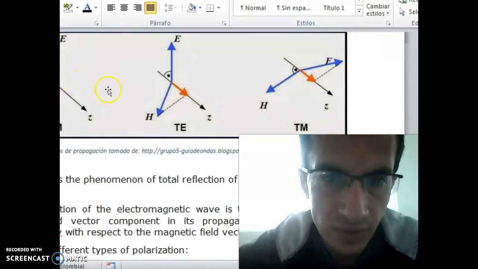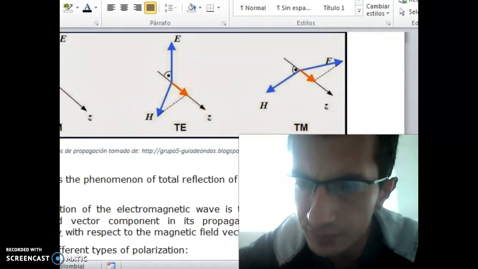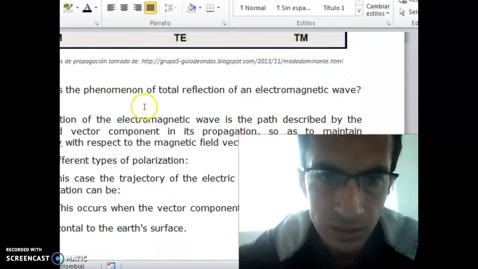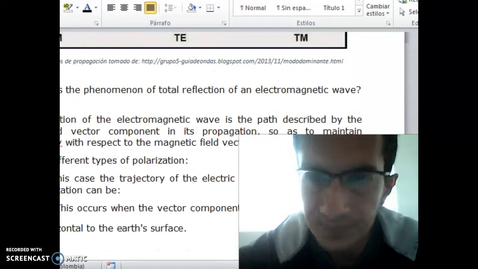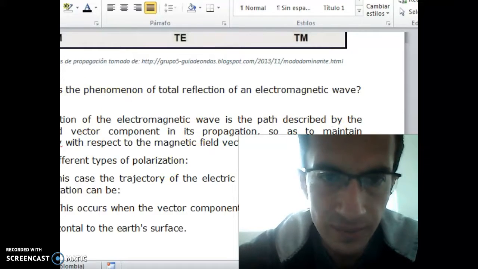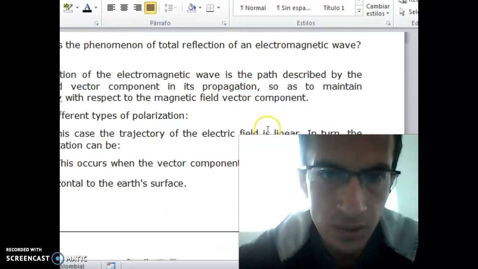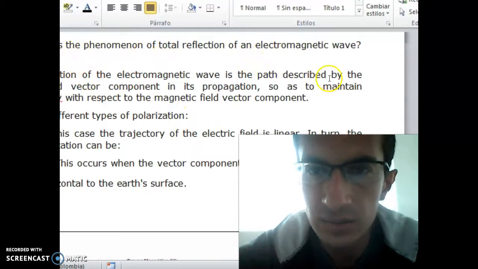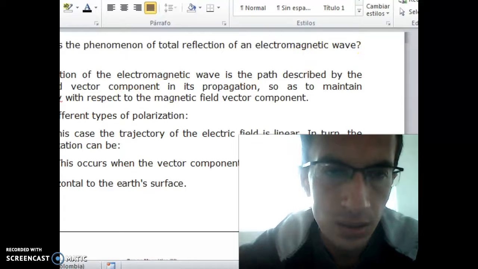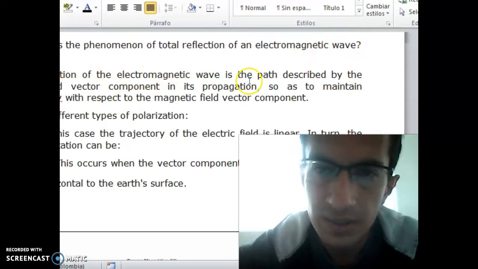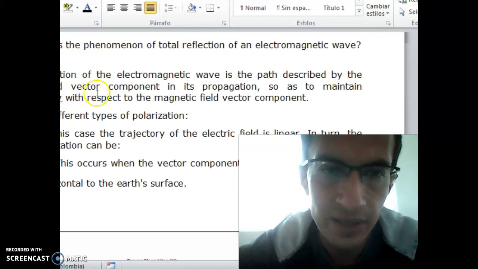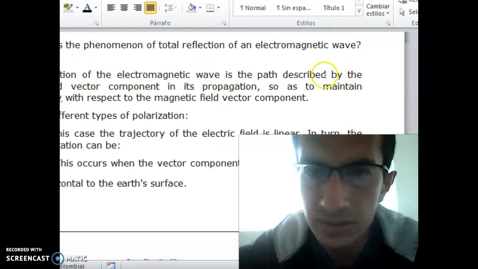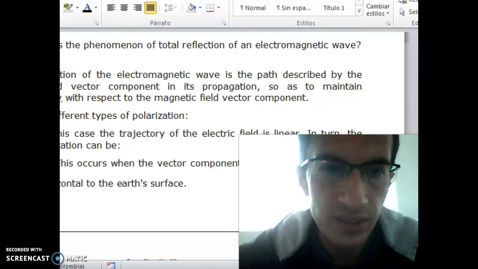This is the figure of modes of propagation. These are the two questions, and this is the answer. The question is, what is the polarization of the electromagnetic wave? The polarization of the electromagnetic wave is the path described by the electric field vector component in its propagation, so as to maintain orthogonality with respect to the magnetic field vector component.